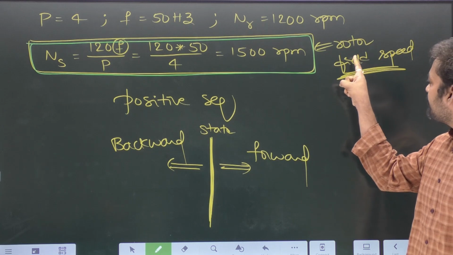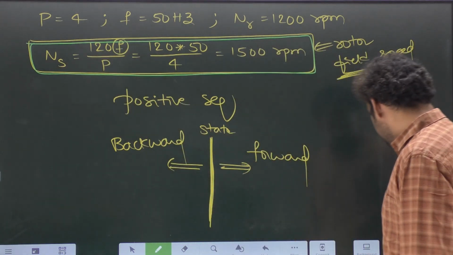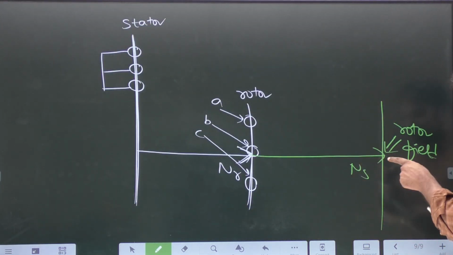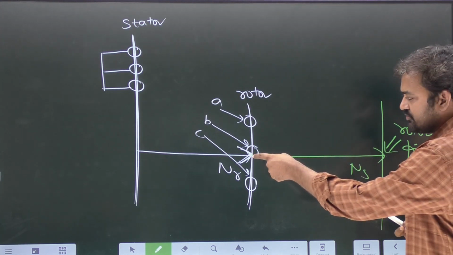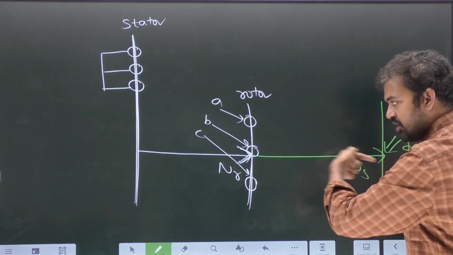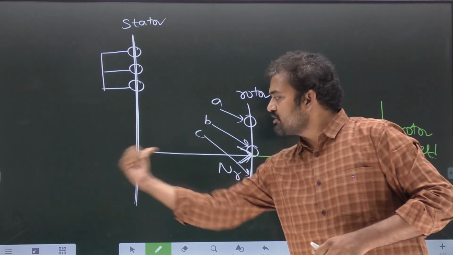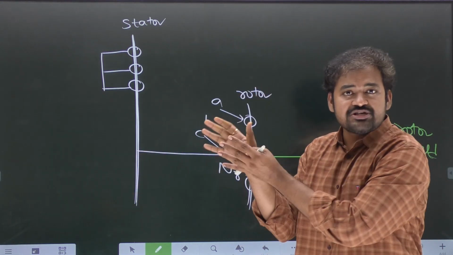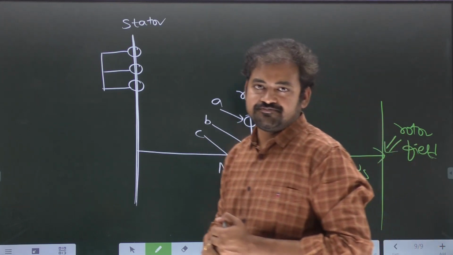What is the speed of the rotor field with respect to the rotor? That is nothing but Ns. Okay, so look at this diagram. This is the position of the rotor field. So what is the speed of the rotor field with respect to the rotor? Ns. And it is in which direction? Forward direction. As the rotor field is in the forward direction, the rotor was also driven in the forward direction, because in the question it was clearly mentioned the rotor was driven in the direction of the rotor field.